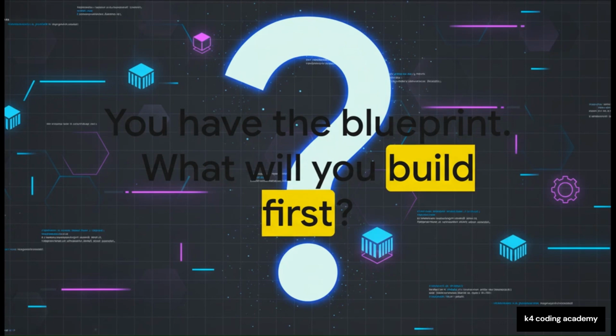So now you have the blueprint for containerization. You understand how to package any application so it can run anywhere, free from the "works on my machine" curse. The only question left is, what will you build first?